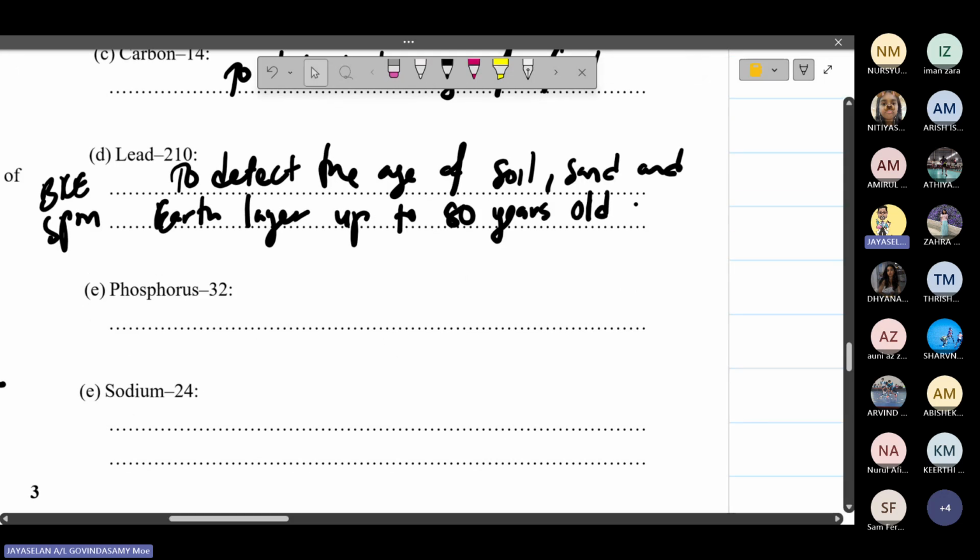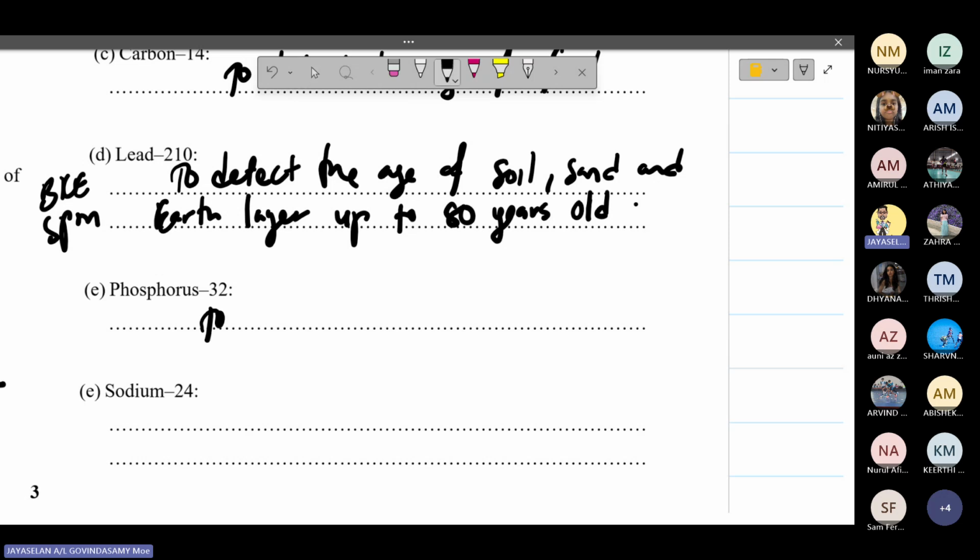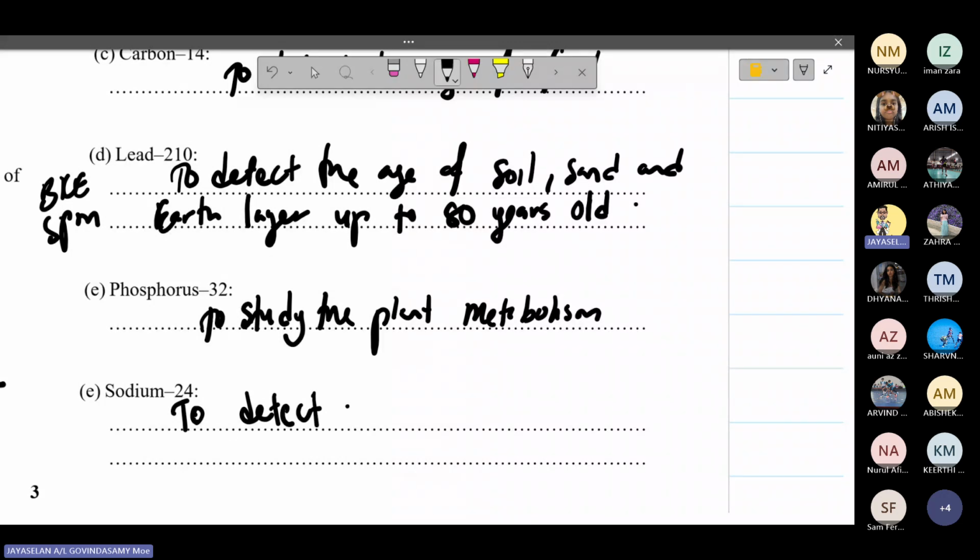Okay, and one more, phosphorus 32, has never come out. You also need to remember this. To study plant metabolism or the rate of absorption of phosphorus fertilizer by plant. You just write like this, enough. Okay, last one, sodium 24. Amirul told us just now, that one is sodium 24. To detect underground pipe leakage.